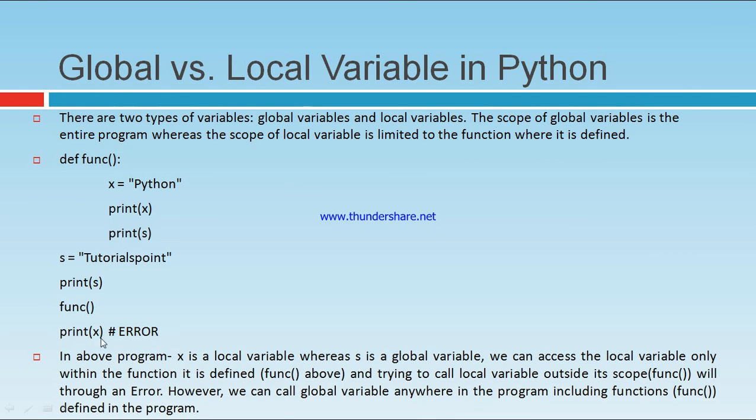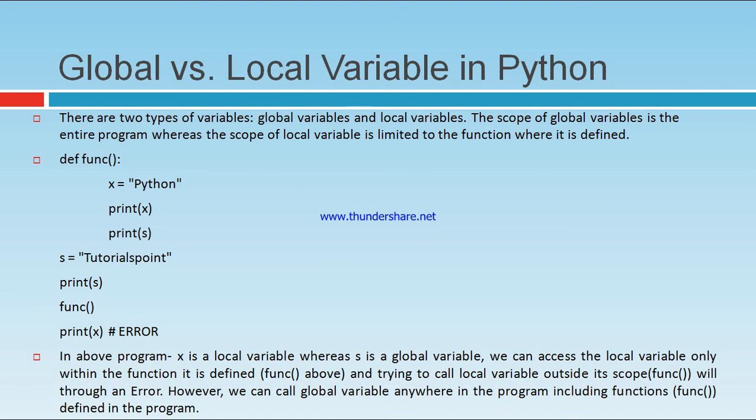But here just check this one. If we write the command print x outside, it is an error. Why is it an error? Because x is a local variable. It is created inside the function. The scope of this variable x is inside the function only. If we try to access this variable outside the function, it will not be accessible. The computer will not recognize this variable x at all because it is out of scope. Right? In the above program, x is a local variable, whereas s is a global variable.